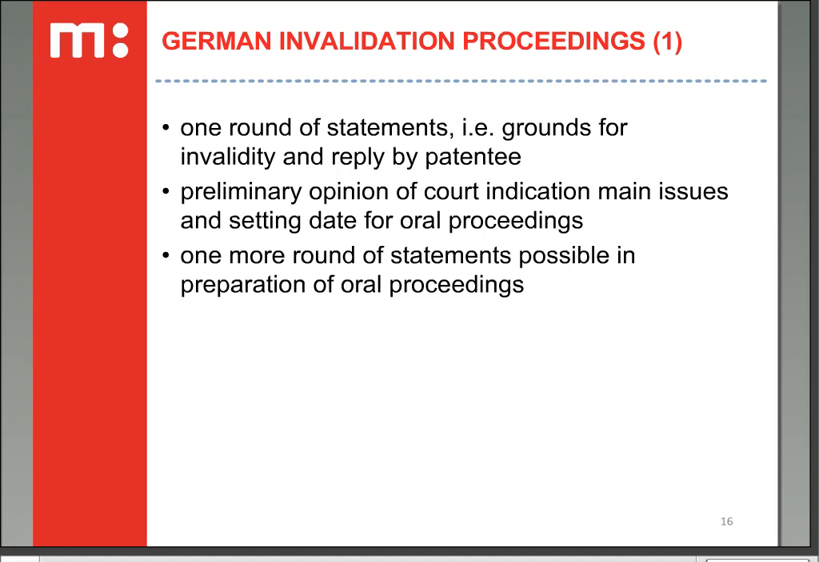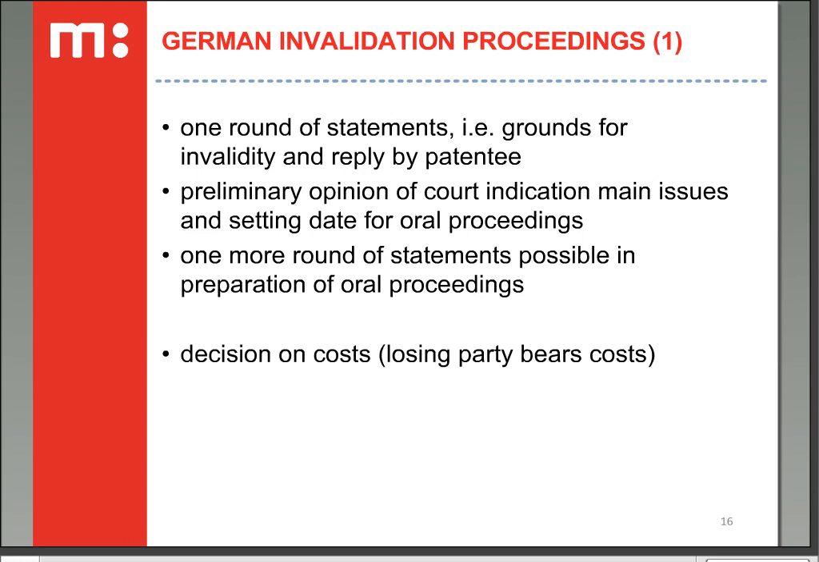and you may then reply to them before the oral proceedings. A very, very important difference between an opposition at the EPO and a German invalidation at the Federal Patent Court are the costs. At the EPO, each party bears its own costs. So even if you lose, you don't have to reimburse the other party.